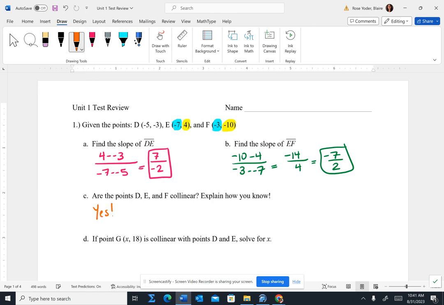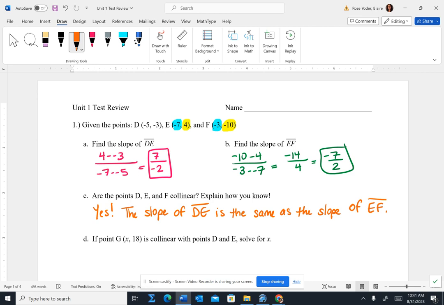So are the points collinear? Yes, because the slope from D to E is the same as the slope from E to F.